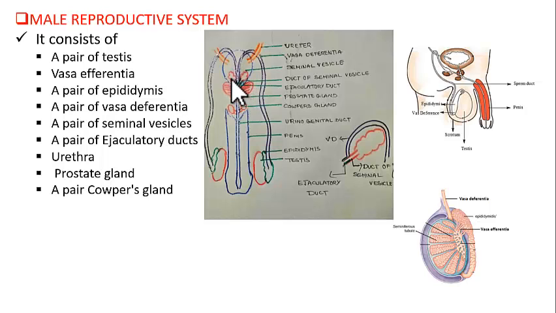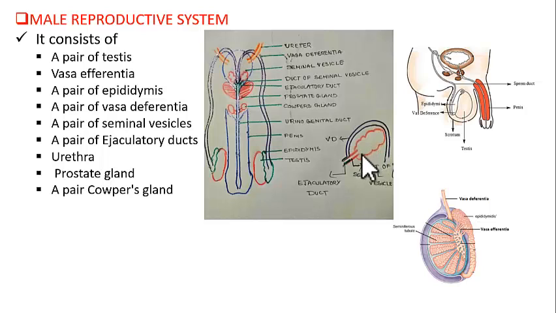These red color structures are seminal vesicles. Each seminal vesicle has a pipe-like structure called the duct of seminal vesicle. With that duct, the vasa differentia joins. So look at this picture. This is the seminal vesicle and this is the duct of seminal vesicle. This is vasa differentia. This blue color structure is vasa differentia. This vasa differentia joins with the duct of seminal vesicle and then continues as ejaculatory duct.